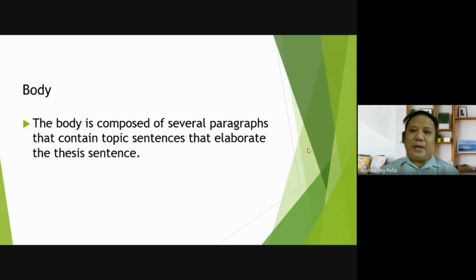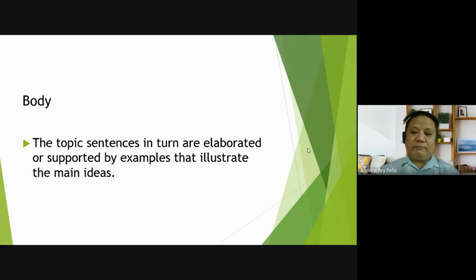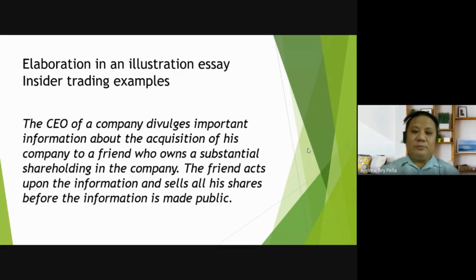We now have the body. The body is composed of several paragraphs that contain topic sentences that elaborate or explain further the thesis sentence. Those topic sentences are in turn elaborated or supported by examples that illustrate the main ideas. So when it comes to illustration, the keyword is examples. So let's have an example of examples. Elaboration in an illustration essay. Here's one example that will illustrate the idea expressed in the thesis sentence.